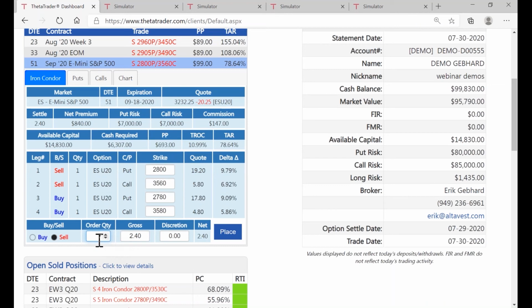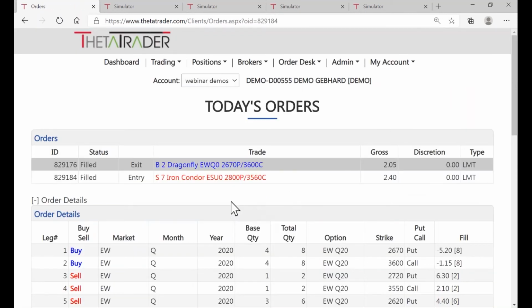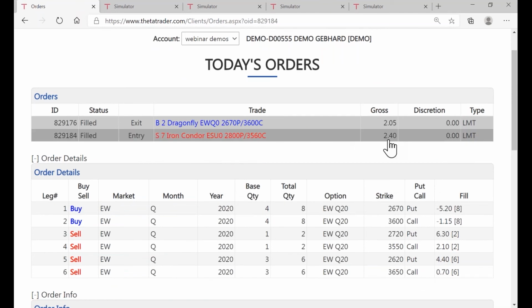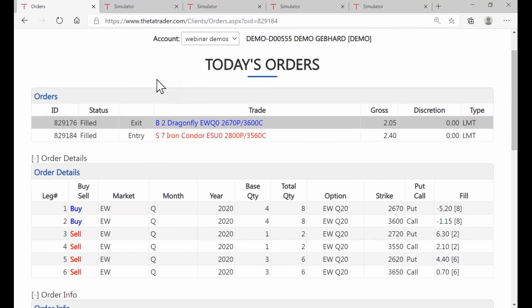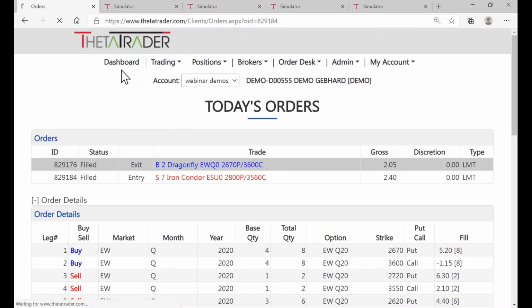Well, let's go ahead and we'll do 7 of these. It takes about $6,300. We'll leave the price alone at 2.4. You don't need to worry about adding discretion on the order. That just allows the order to be filled at a slightly lower price if you would like. And let's go ahead and place that order. And there it is. You can see you sold 7 here at 2.4. It just assumes you're filled in this demo account. So that is so simple.